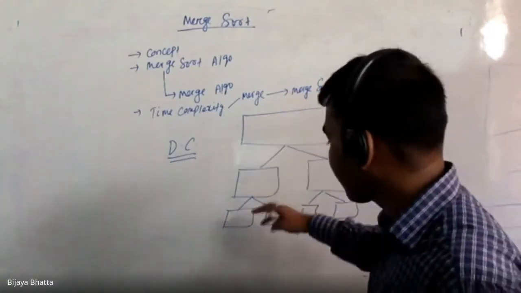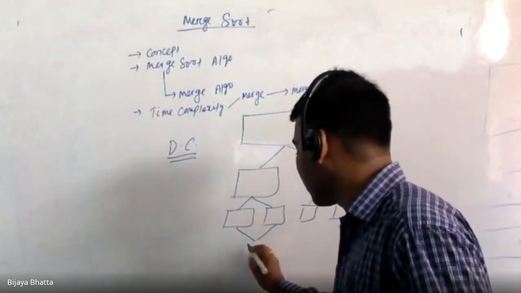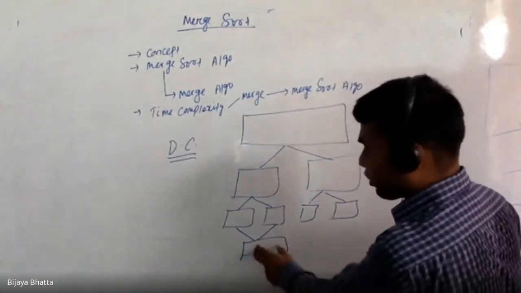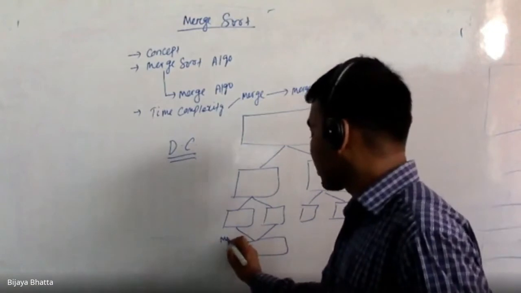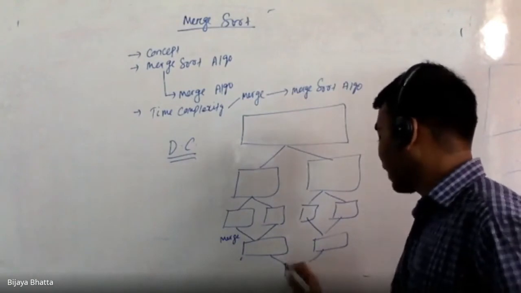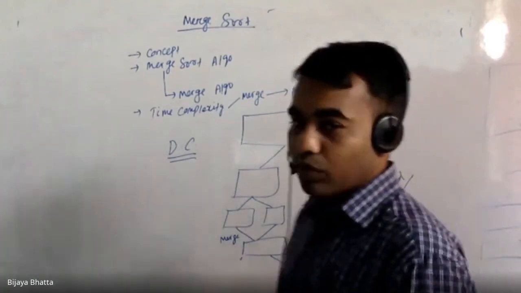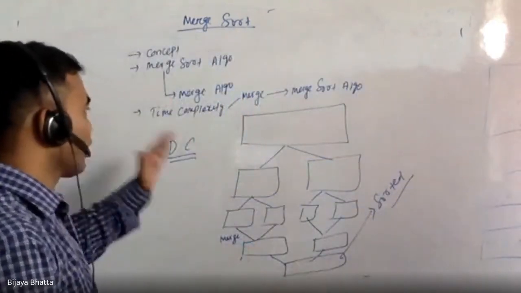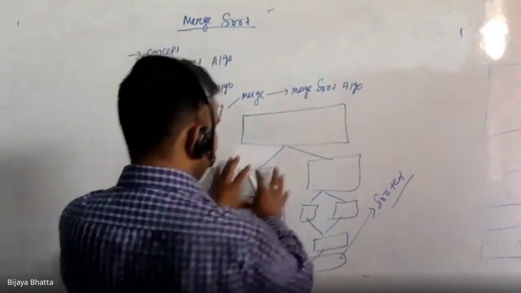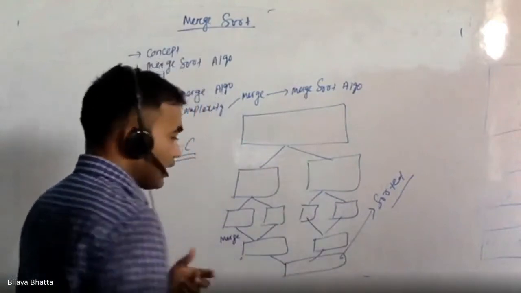Once the array has been subdivided, you start merging. Once you merge, you get a sorted form. This is known as merge. Again you merge, and finally you get the complete sorted output. This is the principle, or the idea, of merge sort. Given a bigger array, you divide it into two parts, and recursively keep on dividing until you cannot divide further.